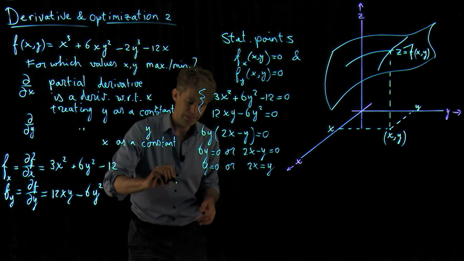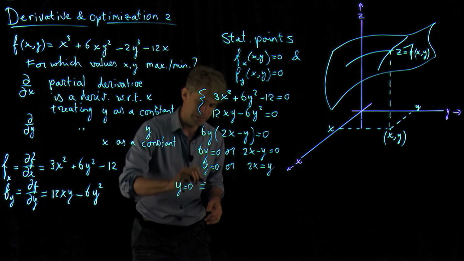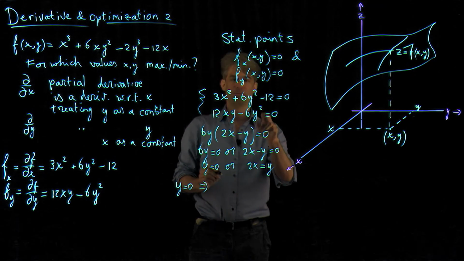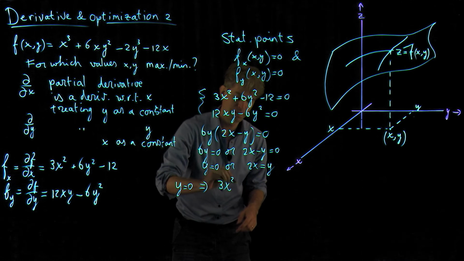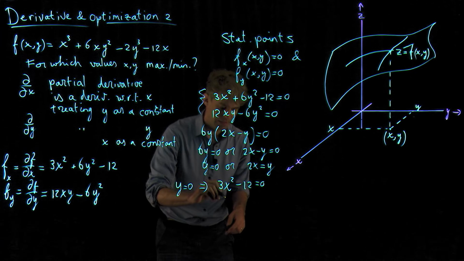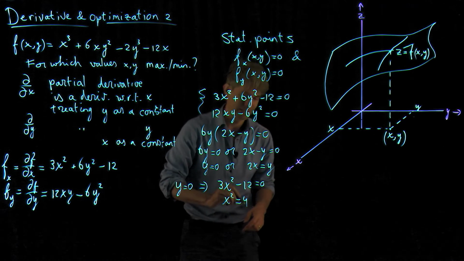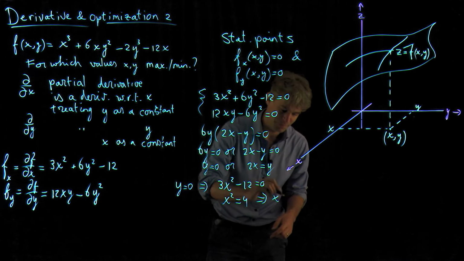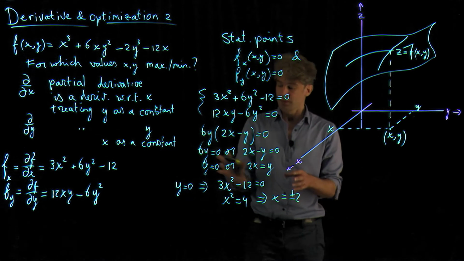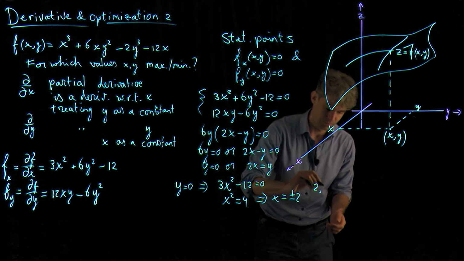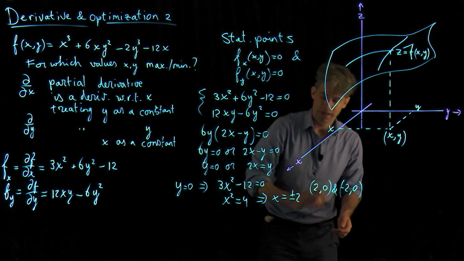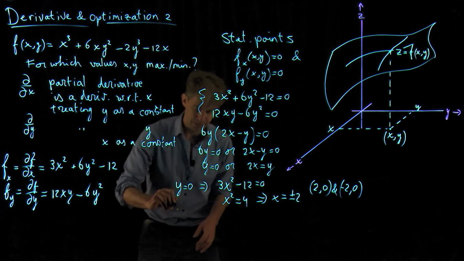So if y equals 0, what we get with the first equation, which is here, we get 3x squared minus 12 equals 0, which means x squared equals 4. Oh, isn't that nice? That means x is plus or minus 2. And we find 2 points, which is (2, 0) and (minus 2, 0). And then the other case was that 2x equals y.